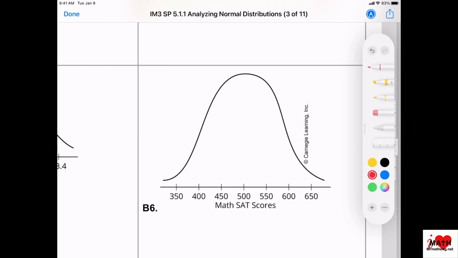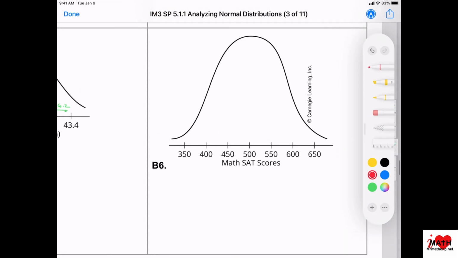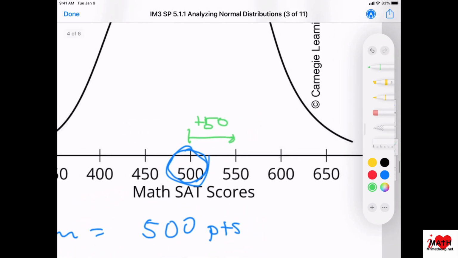In B6, I'm asked to find the mean of this normal distribution. Distribution is just a graph, and the mean, or the center here, is 500. I'm not sure what the units are. You can call it 500 points if you want. Again, that's right in the middle there. The standard deviation is just how much do I need to add to get to 550. Well, that would just be 50 points. My standard deviation is 50 points. The spread is 50 points, right? You just notice this, you just keep adding 50 here, 50.